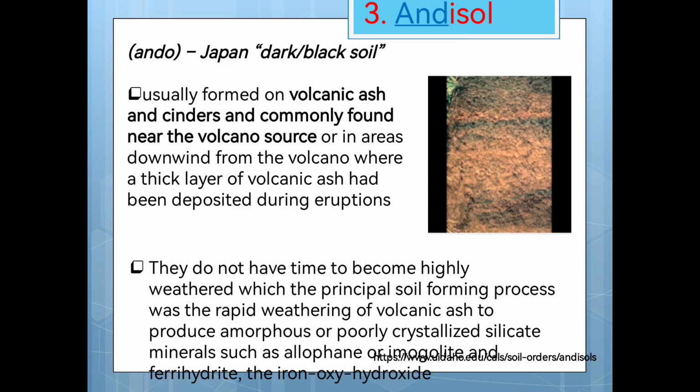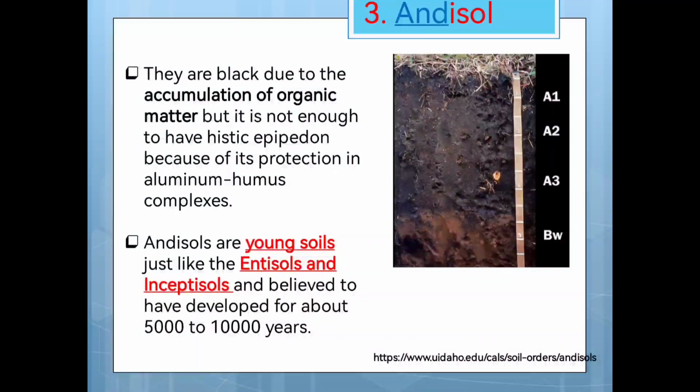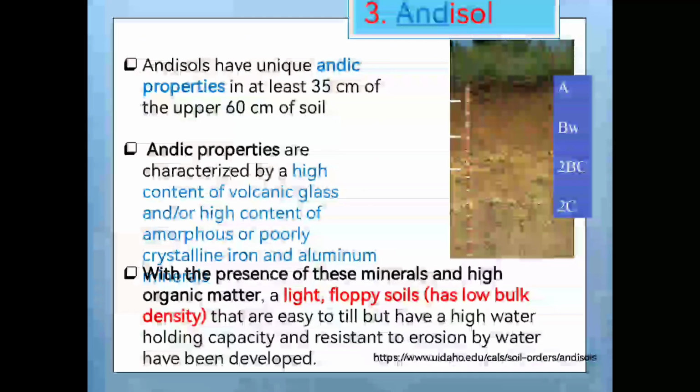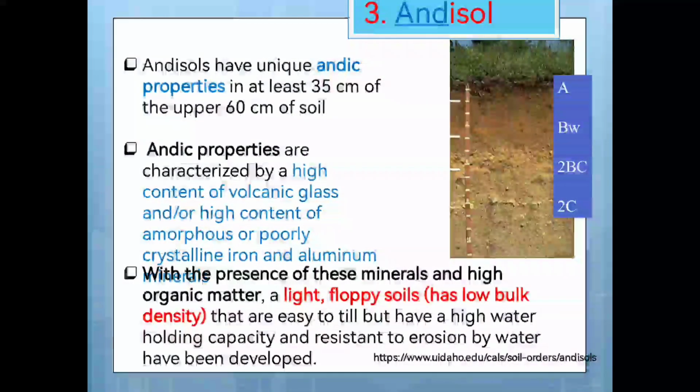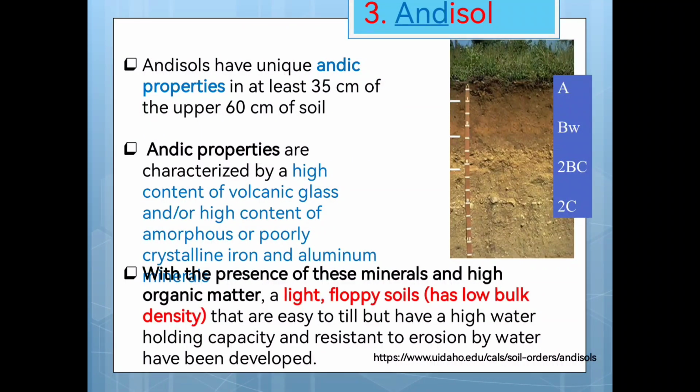Andisol. So they are black because of the accumulation of organic matter, but it is not enough to have a histic epipedon because of its protection by aluminum-humus complexes. They are young soils just like entisols and inceptisols and believed to have developed for about 5,000 to 10,000 years. In soils, 10,000 years is still very, very young. And they have unique andic properties in at least 35 centimeters of the upper 60 centimeters of soil.